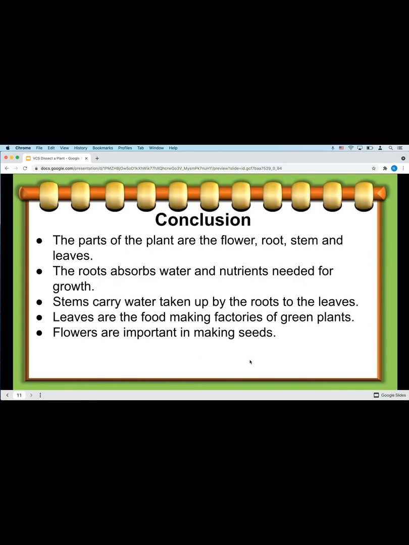So in conclusion, the parts of the plant are the flower, root, stem, and leaves. The roots absorb the water and nutrients needed for growth. The stem carries water taken up by the roots to the leaves. Leaves are the food-making factories of green plants. Flowers are the important part in making seeds.